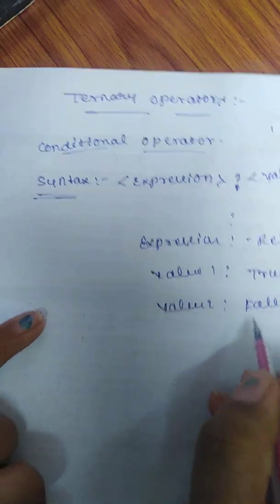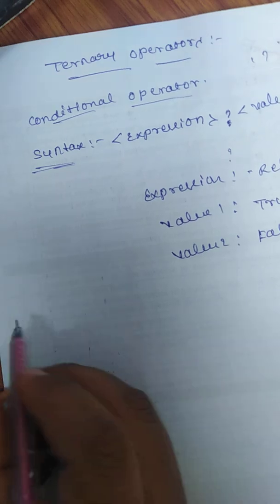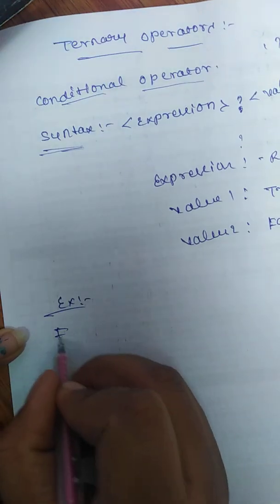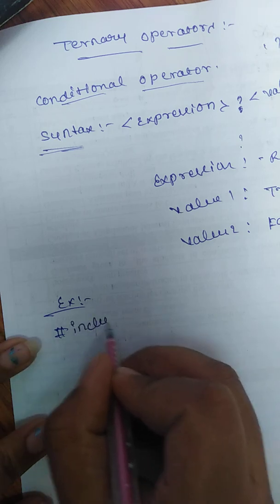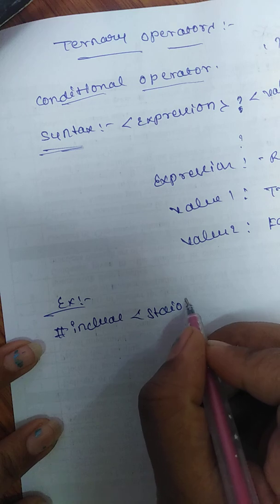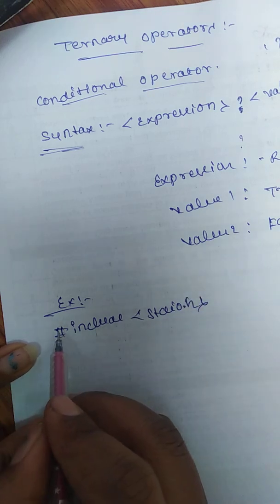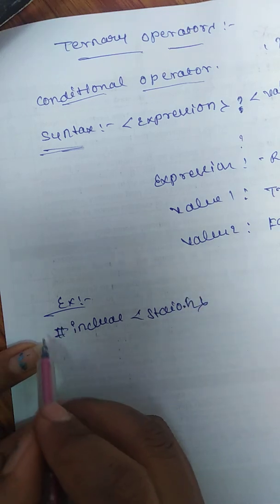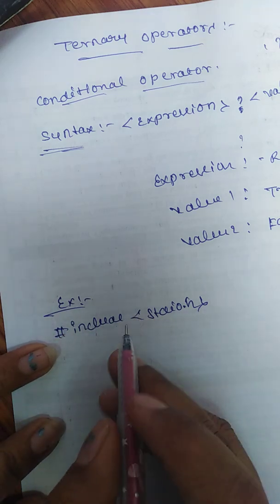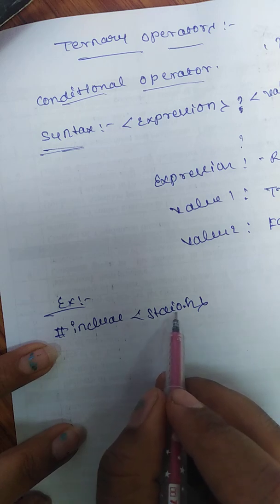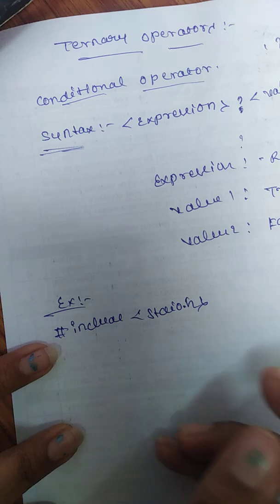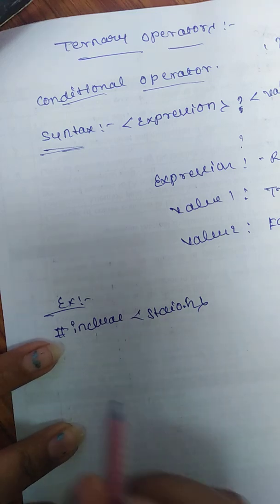I will write one example of a ternary operator here. Example: hash include stdio.h. It is the header file. Hash is the preprocessor directive. Include means we include the standard input output header file. H means header file.